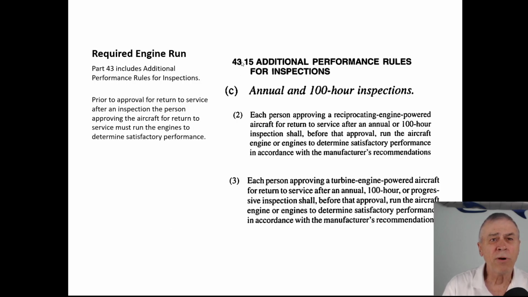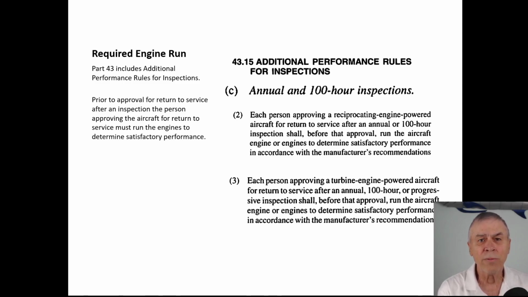All right, here's FAR 43.15. That was the additional performance rules. C covers annual and 100-hour inspections. Part 2 and 3 of C is shown. 2. Each person approving a reciprocating engine-powered aircraft for return to service after an annual or 100-hour inspection shall, before that approval, run the aircraft engine or engines to determine satisfactory performance in accordance with the manufacturer's recommendations. All right, so I guess there is an actual FAR requirement to run the aircraft, a recip anyway.